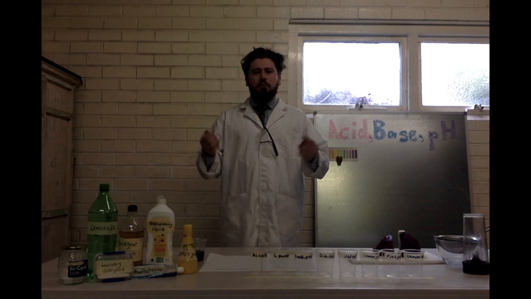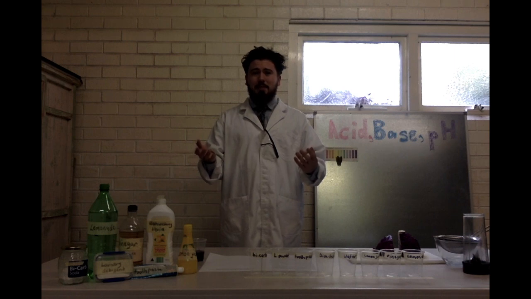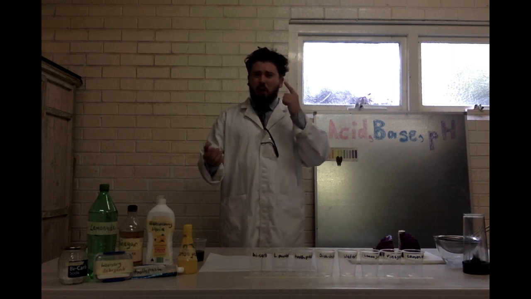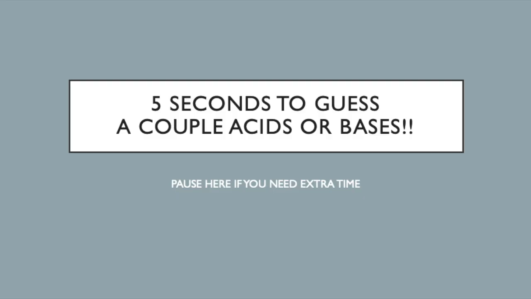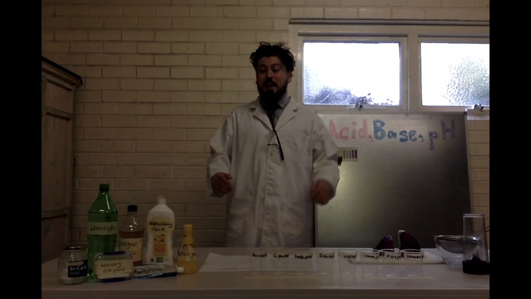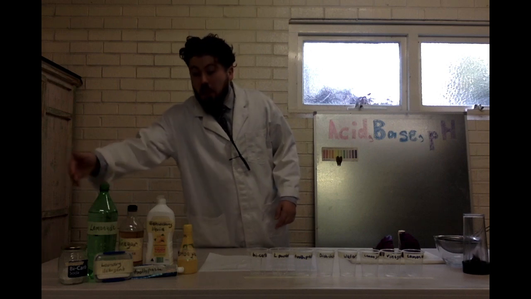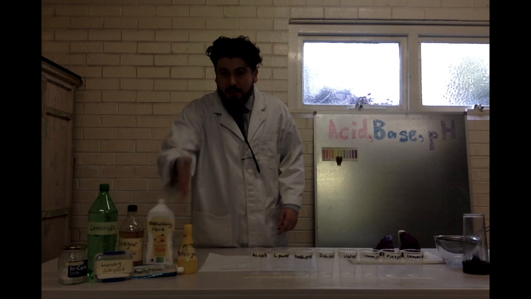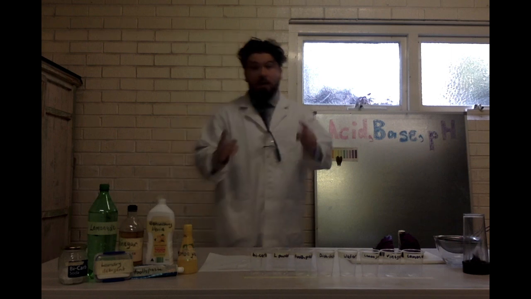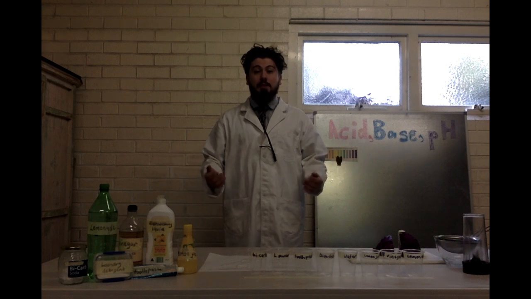Now, to do our experiment, we're going to need a couple of household acids and bases. Can you at home think of a couple of different household acids and bases? If you guessed the acids: lemonade, lemon juice, vinegar, and the bases: bicarbonate soda, laundry detergent, toothpaste, and dishwashing liquid, then you're on the right track. But there are many more household acids and bases.